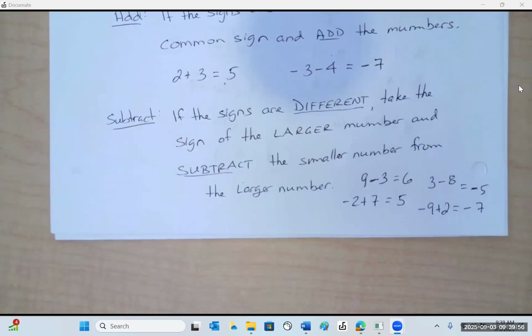You don't need calculators. Start using your brain for something other than TikTok or Instagram or crap like that. Start using your brain for something constructive.